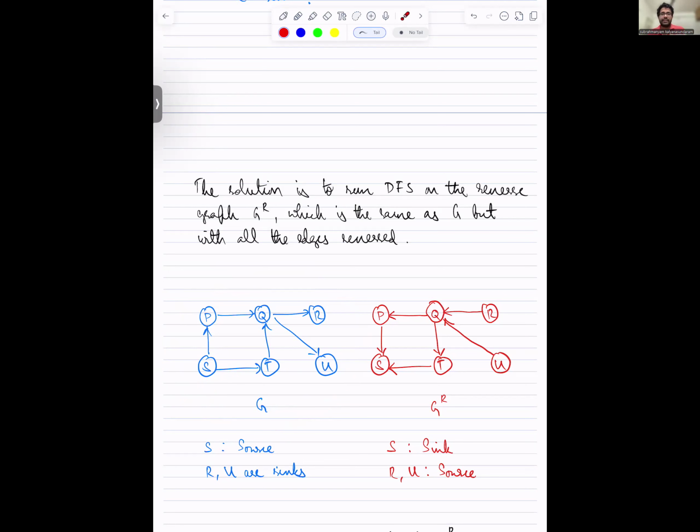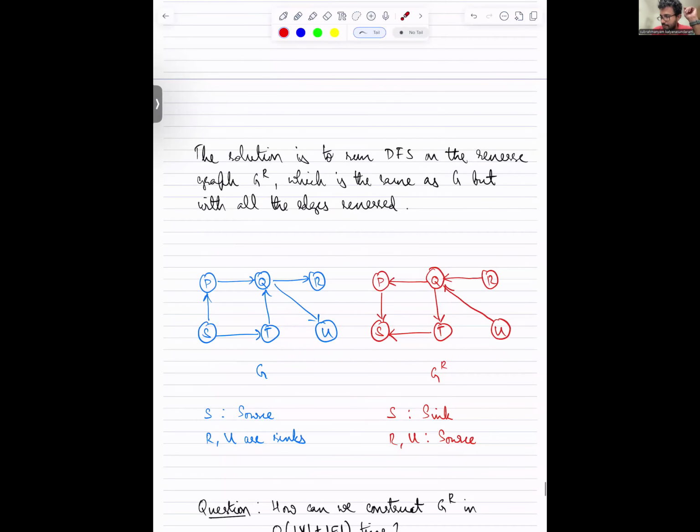A source is a vertex or a component that has no incoming edge. So here the only source is S. And there are two sinks, R and U. A sink is something that has no outgoing edge. Okay. So P has incoming and outgoing, Q has incoming and outgoing, T has incoming and outgoing, so they are neither. And if you flip the directions of these edges, the graph here is the reverse graph. It's the same graph, but all the arrows have the opposite direction. You see that R is a source, U is a source, and S is the only sink.